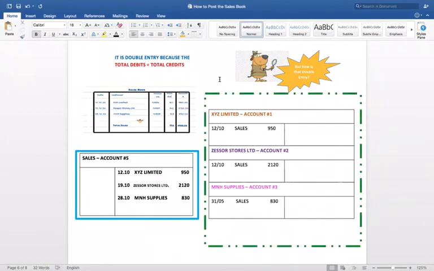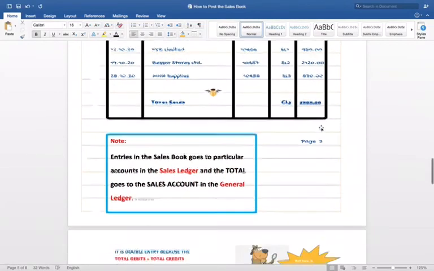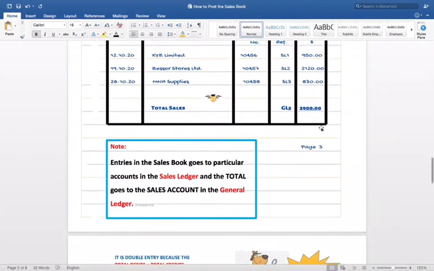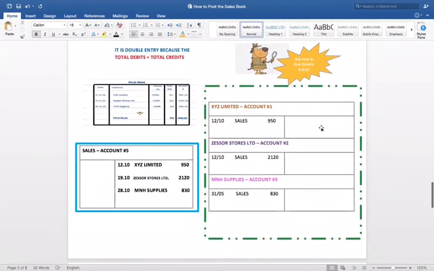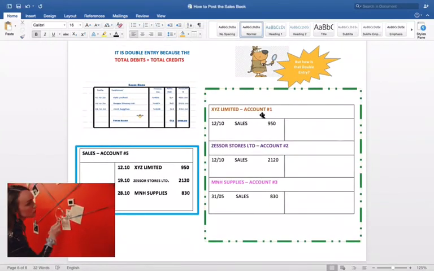Yes, you should. And when you do post this 3,900 to your sales account in the general ledger, you are making a credit for every entry. Let's look at what you are accustomed to. Let's go through this. Pull out your magnifying glass and let's look at this in a little bit more detail.